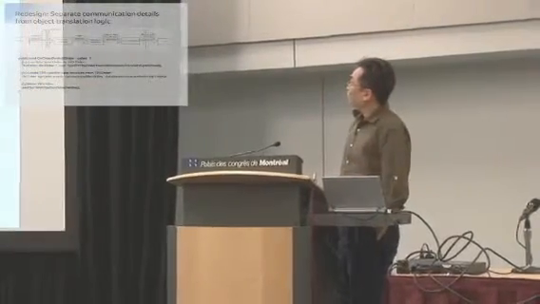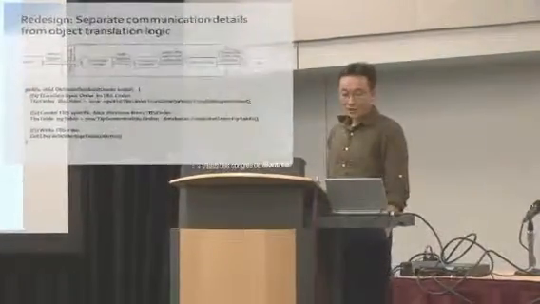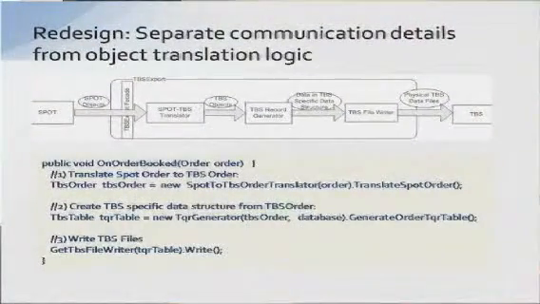The next work we did was to separate the communication details from the object translation logic. In the old TPS export design, the translation logic and some technical concerns were mixed together, which made the code very hard to understand and maintain. So we designed the new TPS export with three distinct layers, each of which has its own clear responsibilities. The first layer we call the TPS Spot to TPS translator, which is responsible for translating spot domain objects into their equivalents on the TPS side. This layer encapsulates all the translation logic between models, as I described earlier.